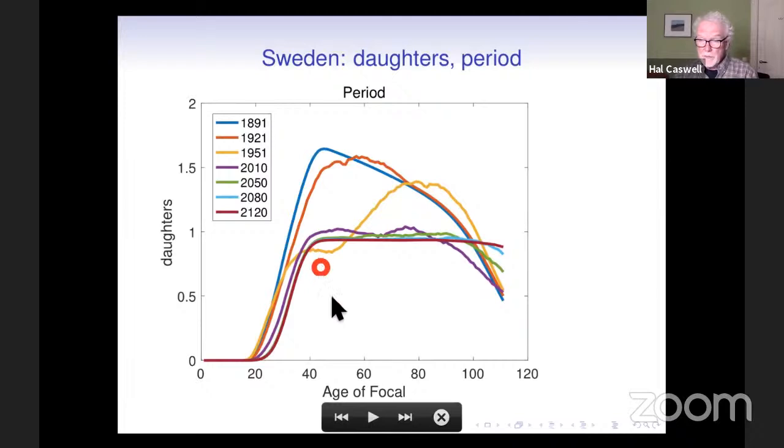This is daughters of Focal. This is the period calculations. That is, in 1891, Focal had a pattern of number of daughters given by this blue line. 1921, it was this red kind of wiggly line. 1951, this yellow line. It's like this peak is being moved to older ages of Focal when you look at later periods. Then you get to much later periods, 2010, 2050, 2080, 2120, and the number of daughters has dropped, and it's now very smooth because basically mortality is really low.